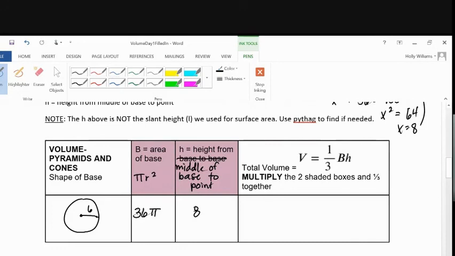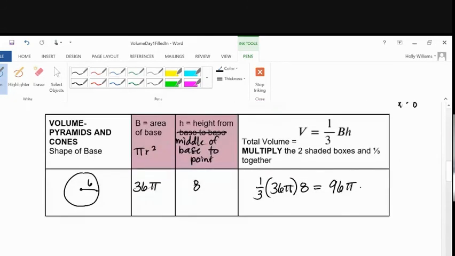So we know the total volume is going to be 1/3 times the base, which we know is 36 pi, times the height, which is 8. So I would just multiply your numbers and then tack a pi to the end. That's going to make our answer a little bit more accurate. Okay. 96 pi. Cool. And then what should the label on it be? Inches cubed. Perfect.